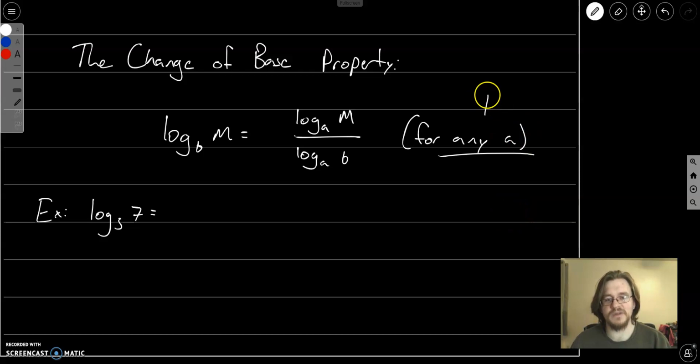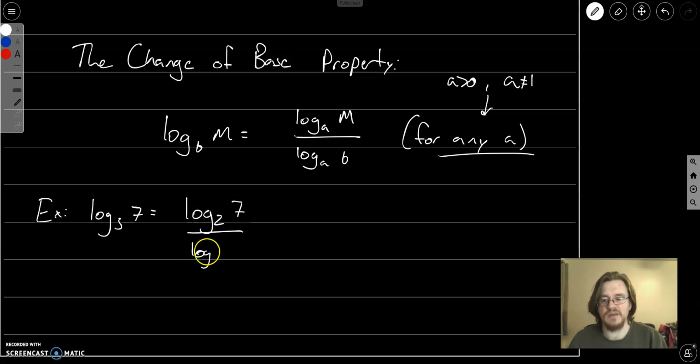And I should be careful here. The base of a logarithm, the same as a base for an exponent, has to be bigger than 0. So a has to be greater than 0, and we can't have a base of 1. So any positive number that's not 1. So for instance, log base 3 of 7 is the same thing as log base 2 of 7 divided by log base 2 of 3. I can use any number for a that I want.